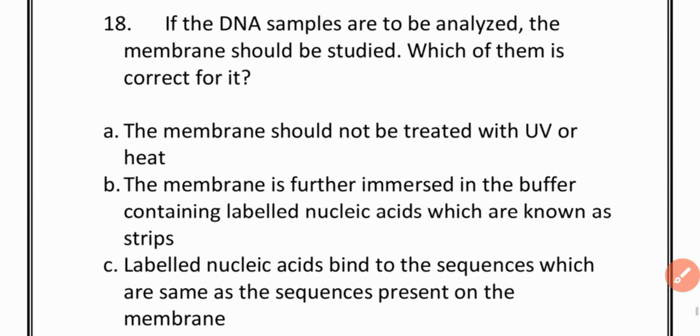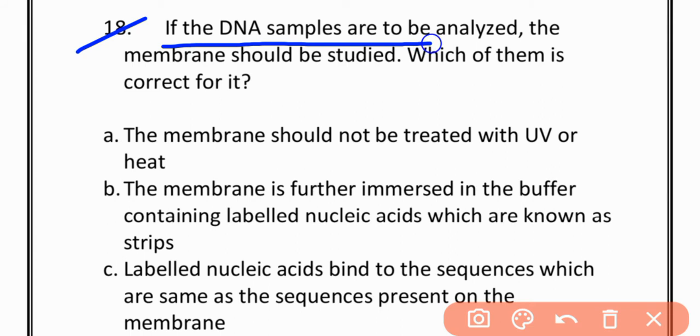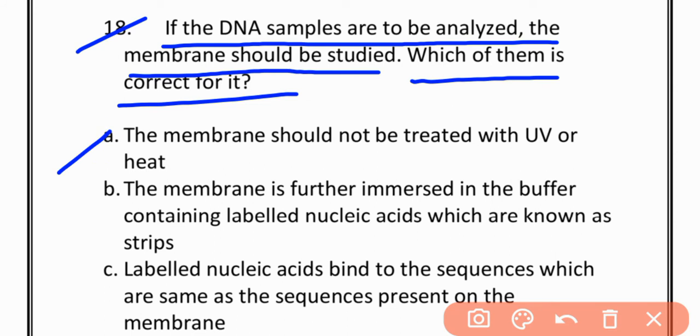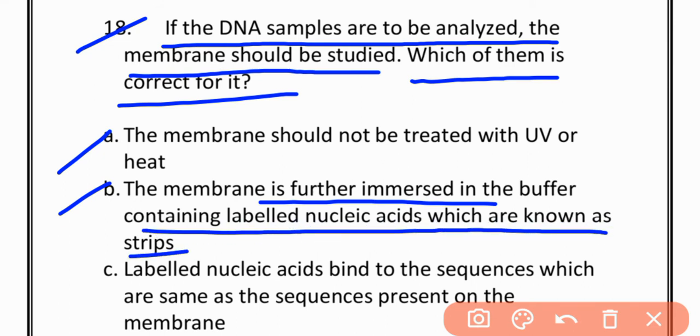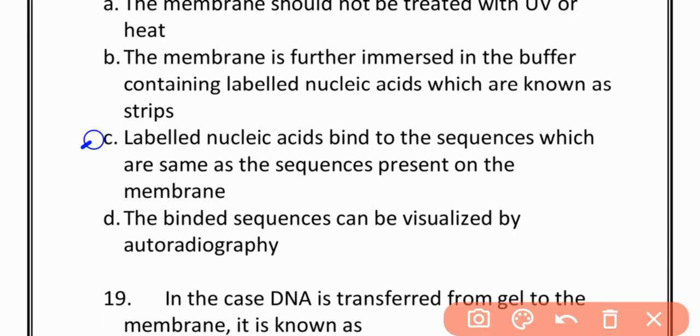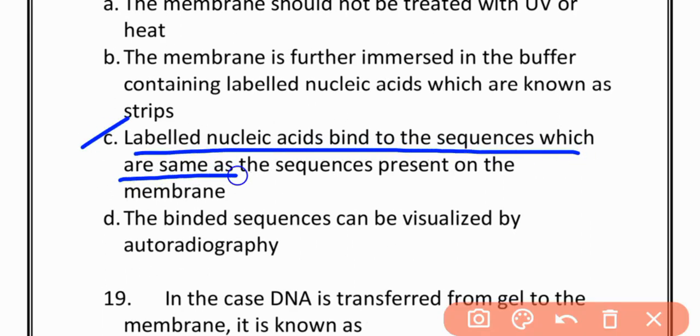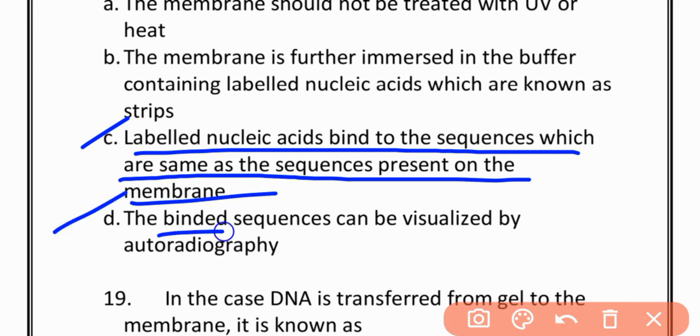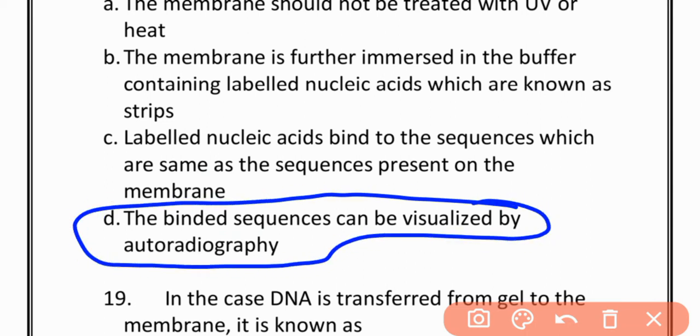MCQs number 18. If the DNA sample are to be analyzed, the membrane should be studied. Which of them is correct for it? 1. The membrane should be treated with ultraviolet or heat. Option B. The membrane is further immersed in the buffer containing labeled nucleic acid which are known as probes. 3. Labeled nucleic acid bind to sequence which are same as sequence present on membrane. Option D. Binded sequence can be visualized by autoradiography. The correct option is option D. The binding sequence can be visualized by autoradiography.